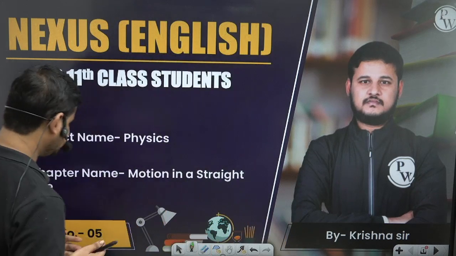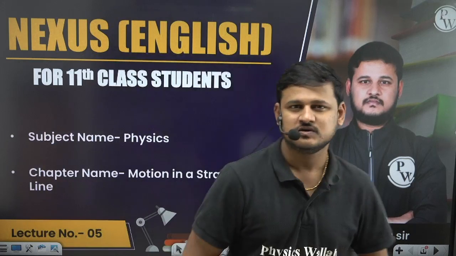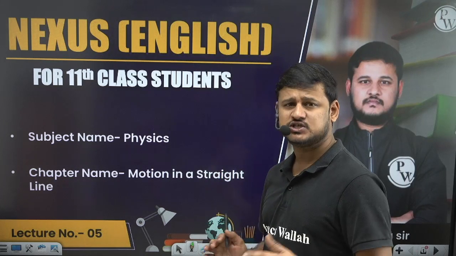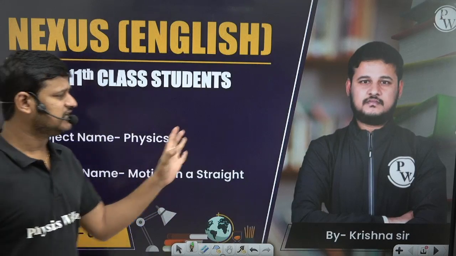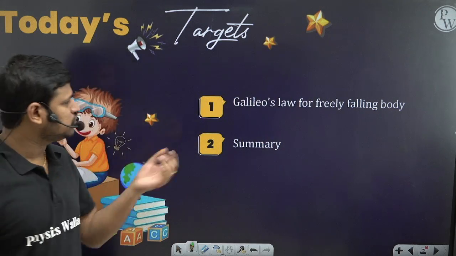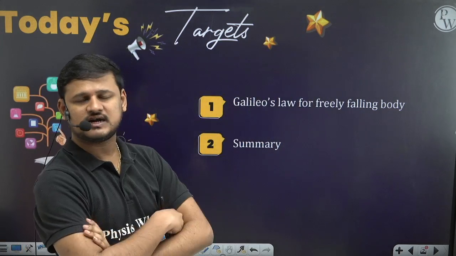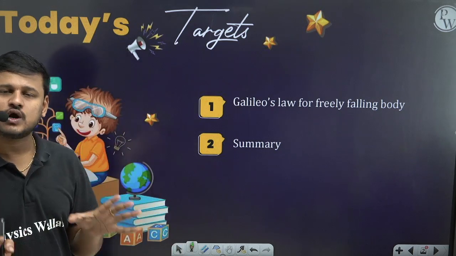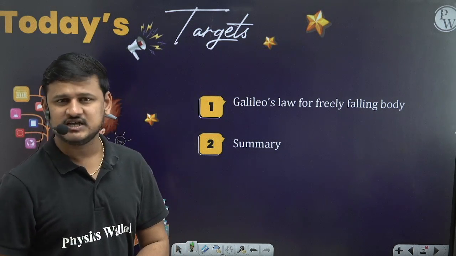So in today's session we are going to cover lecture number 5 in motion in a straight line. This is going to be the last lecture in motion in a straight line. We will first understand Galileo's law of freely falling body and the trick related to this, and then we'll do the summary of whatever we learned till now in motion in a straight line.